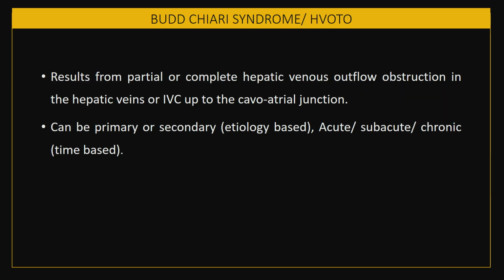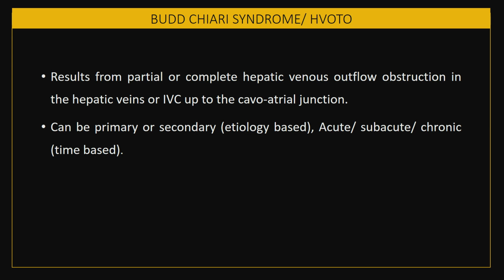So the post-hepatic cause, the most important cause that we see is Budd-Chiari syndrome. It results from partial or complete hepatic venous outflow obstruction in the hepatic veins or vena cava up to the cavo-atrial junction. So you need at least 2 hepatic veins to be closed. Most of the times all the 3 hepatic veins are closed by the time the patient is diagnosed and reaches the hospital. So Budd-Chiari syndrome can be primary or secondary.